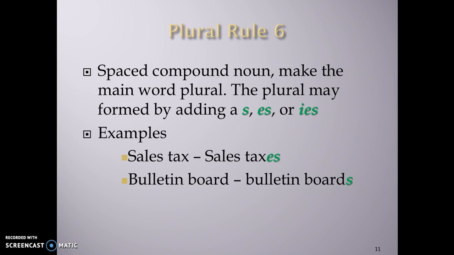Here are some more examples of rule number 6. Again, space compound noun, you want to make the main word plural. The plural may be formed by adding an S or ES or IES. So sales taxes, tax ends up being the noun. Bulletin board, board is the noun. Bulletin is the adjective describing the noun, just like the word sales describes the type of taxes you have. So you can see again which one is the noun, and that is what you're going to make plural.